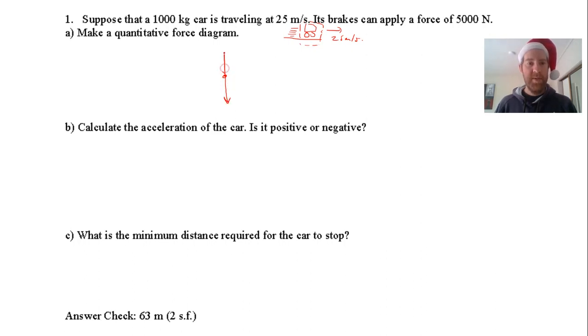Gravity and normal must be the same. It asks for quantitative, so they don't actually want labels, they want numbers. And it's slowing down, it's got a brake force of 5,000 newtons, so I know that's 5,000 newtons. It's a 1,000 kg car, so that my force of gravity must be 9.8 times bigger, and this must be the same size as well.